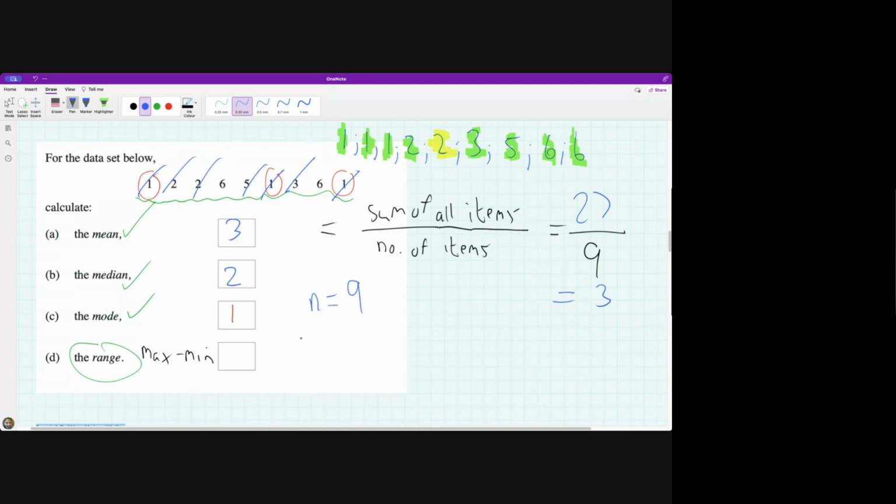So if I want to find the position of the median, then all I do is I use the formula n plus 1 over 2. Or some teachers say a half times n plus 1. So if I put a half times 9 plus 1, what number am I going to get?